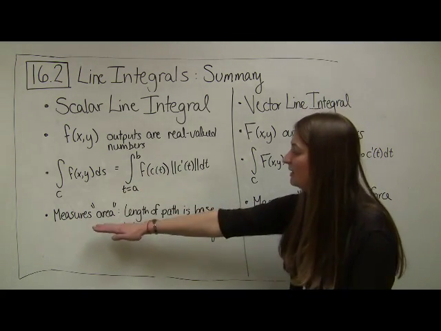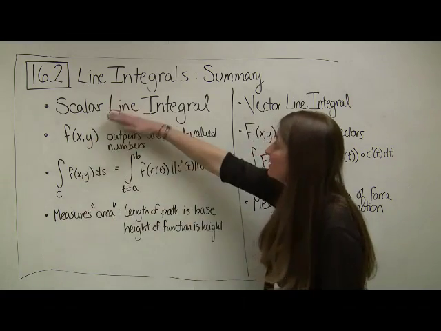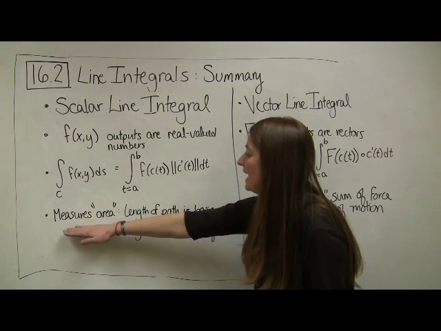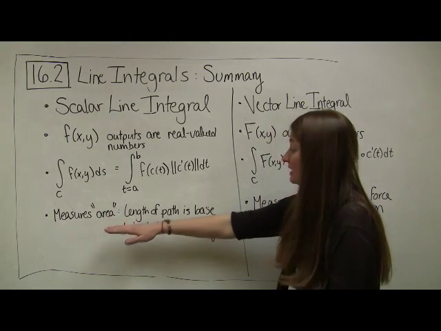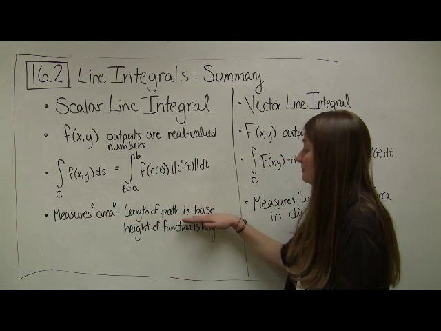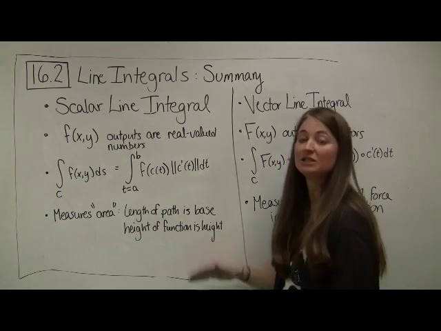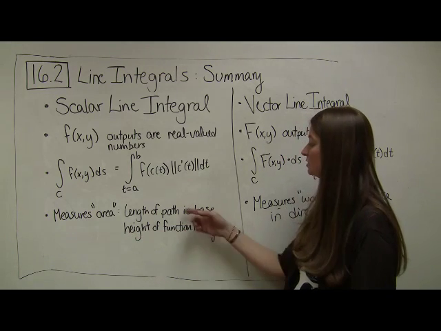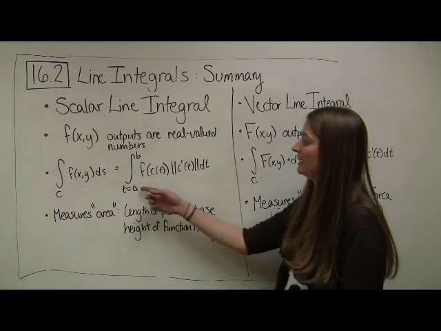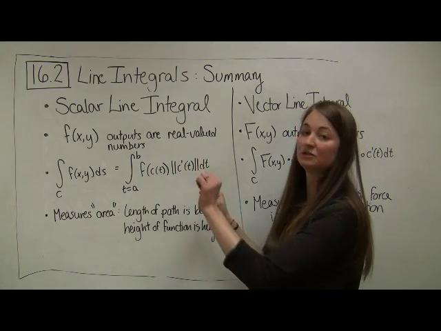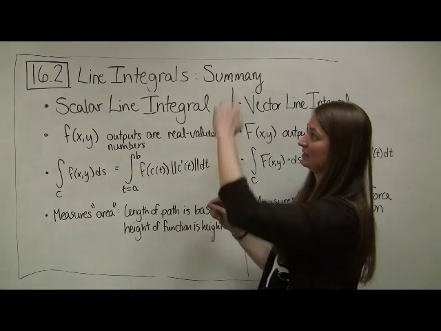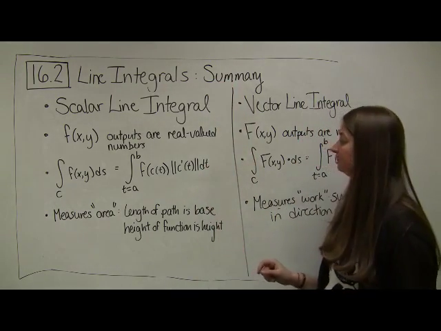And that gets me to my final point, that this scalar line integral is measuring an area, if you wanted to visualize it as area, where the length of the path is the base, and the height of the function is given by the height. And those two things multiplied together, but they have to be multiplied together at incremental values of t, because the height of that path is going to change for different values of t.